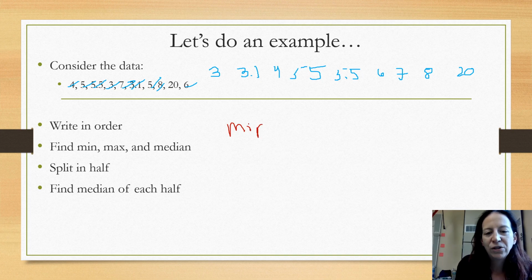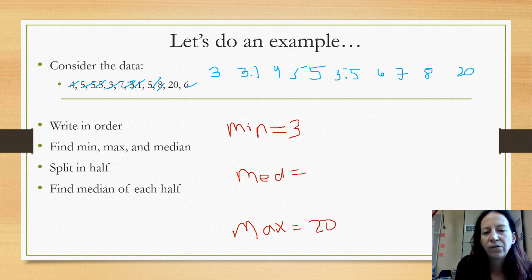The minimum is obviously a 3. The maximum, I'll put the max down here at the bottom of my list. The maximum is a 20. And the median is going to be the middle number. So when I count these, 1, 2, 3, 4, 5, and then 1, 2, 3, 4, 5, I actually have two middle numbers there.